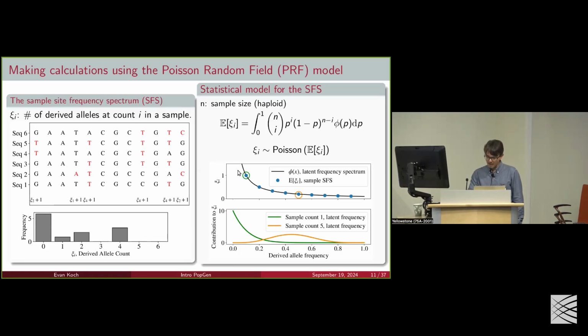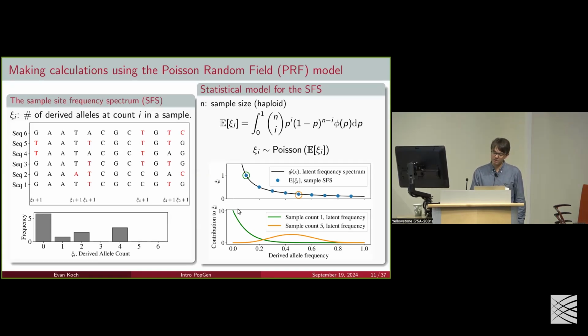That looks something like this here, this black line being the latent frequency spectrum, and these blue dots being the expected counts that you would get in a sample. If we sampled some variant and found it at, let's say, frequency 0.5 in the sample, we can ask simple things like, what's the latent distribution of allele frequencies that this 50% allele actually represents? For a sample of size 10, there's going to be quite some variance in that, and this is going to shrink as your sample size gets larger.